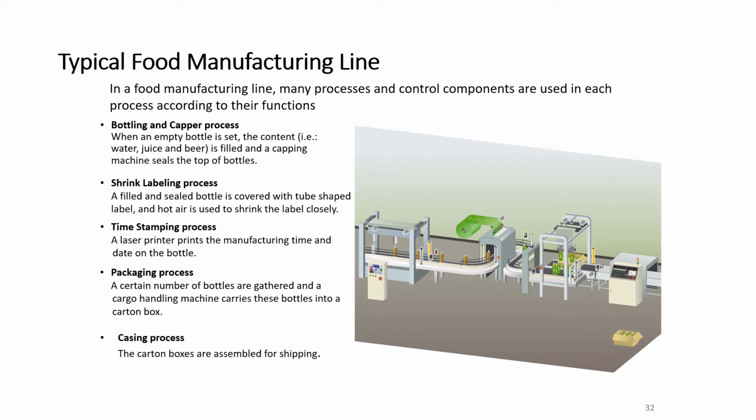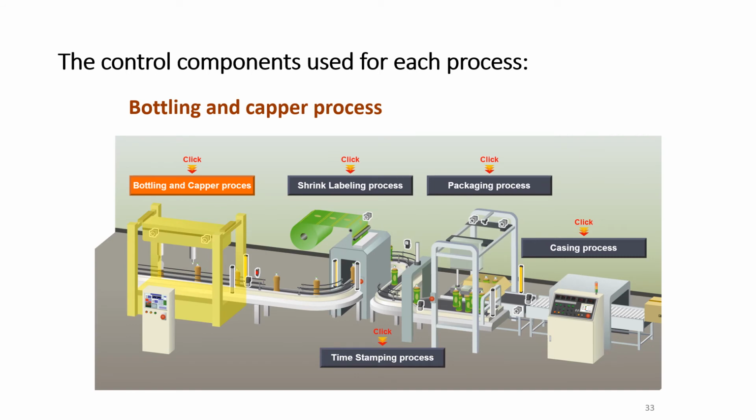The main processes, as you could see, these bullet points, are bottling and capper process, shrink labeling process, time stamping process, packaging process, and casing process. So you could see all of these processes here. The first one, bottling and capper process, is highlighted in yellow, and the other processes you could also identify here.